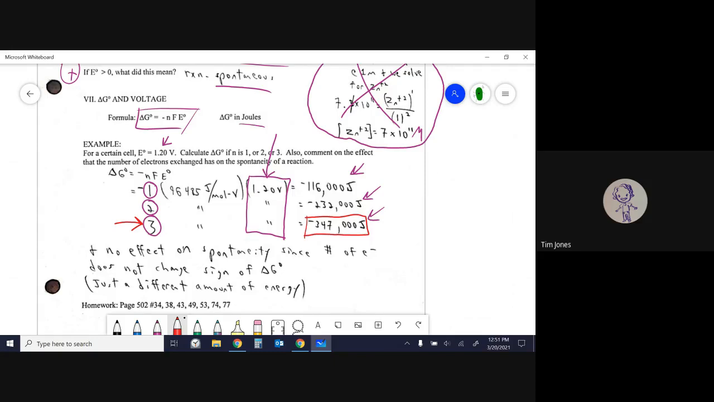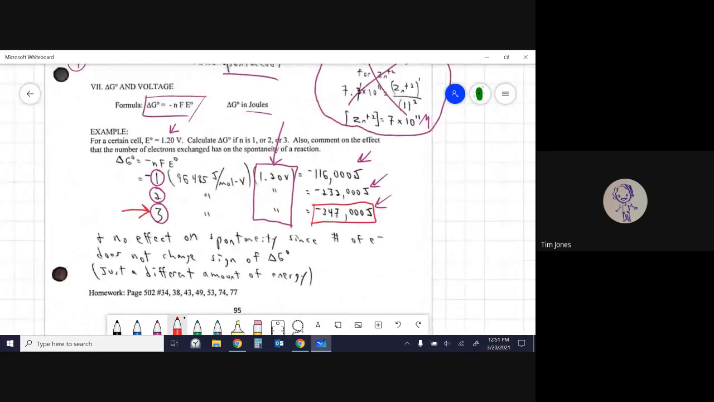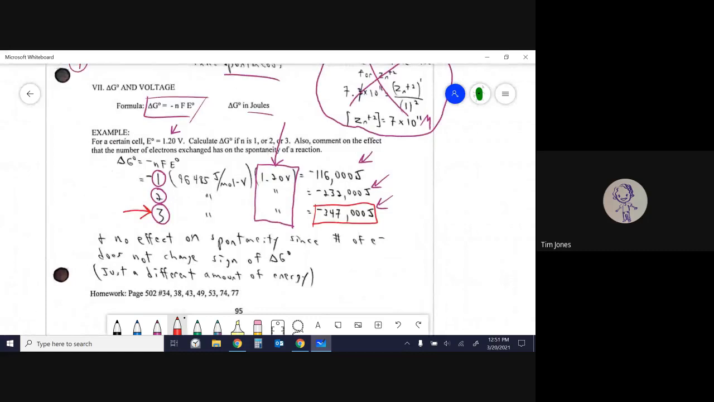And looks like that's about it there. Yeah. And now at this point, we have finished the notes for electrochem.